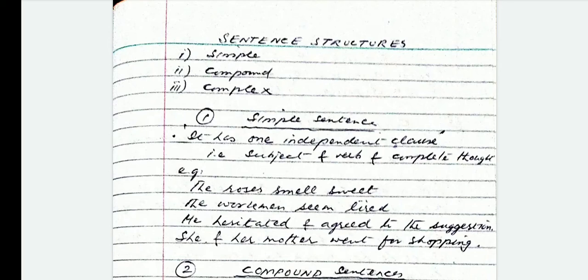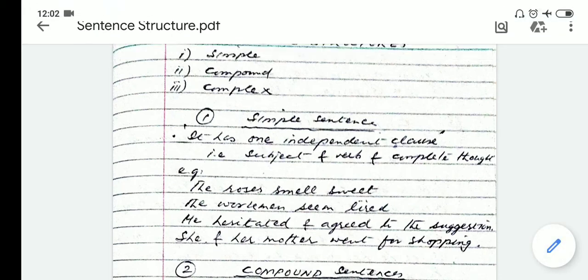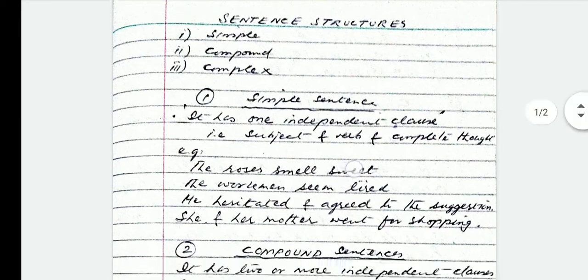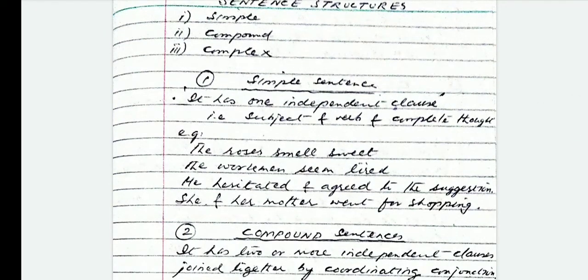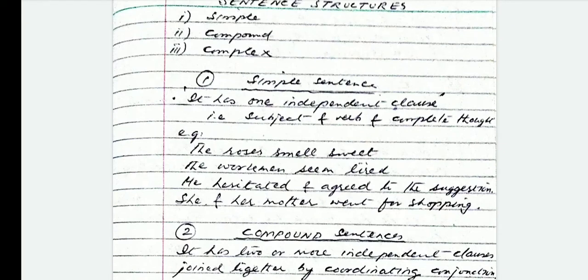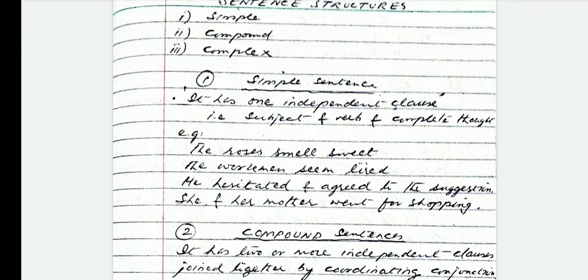Remember that an independent clause has a subject, a verb, and a complete thought. Although a dependent clause also has a subject and a verb, it does not have a completed thought, whereas independent clauses have a completed thought. Now see the examples of independent clauses. The roses smell sweet. There is a subject, a verb, and a complete thought. The workmen seem tired. Again there is a subject, a verb, and a complete thought.